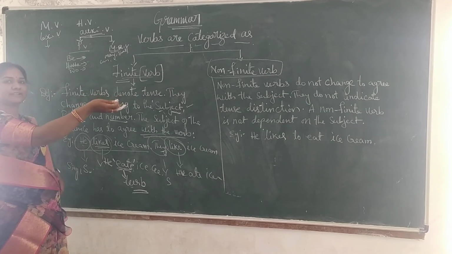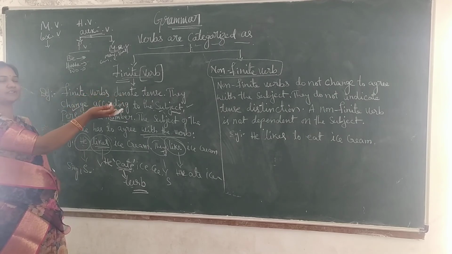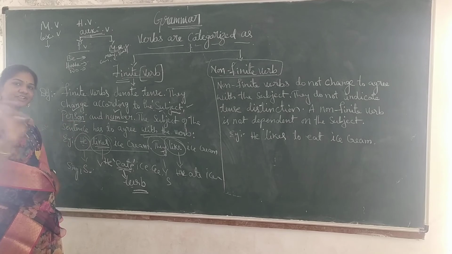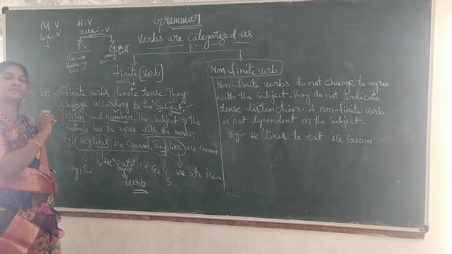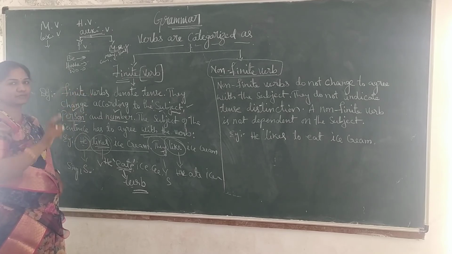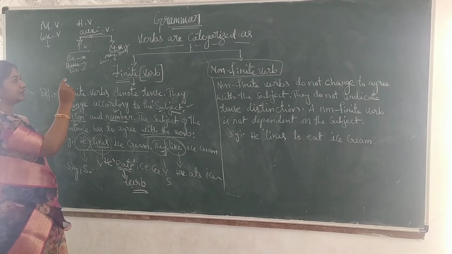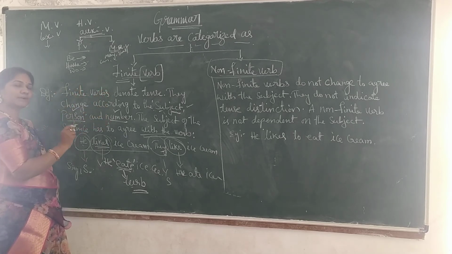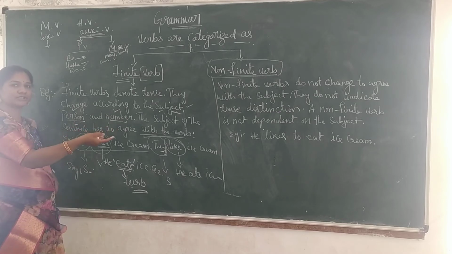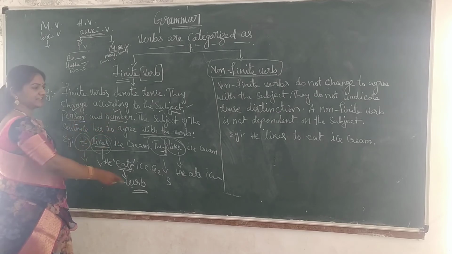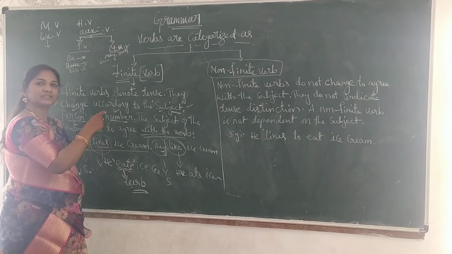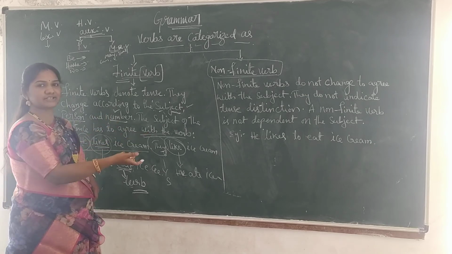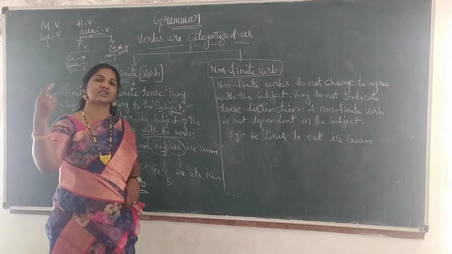What is non-finite? Vice versa. Where there are no changes, the verb remains the same and does not change; that is called a non-finite verb. So the definition of non-finite is vice versa. It will be opposite to it. In finite, everything changes according to the verb. Here, it will not change according to the person, tenses or anything.